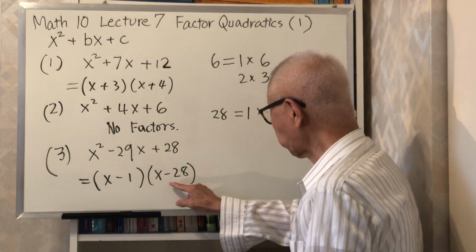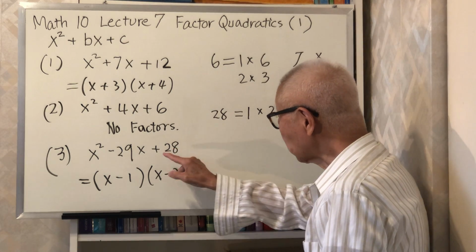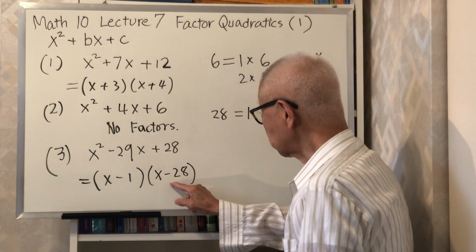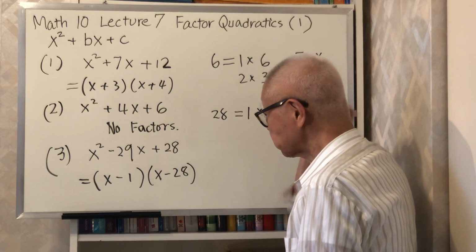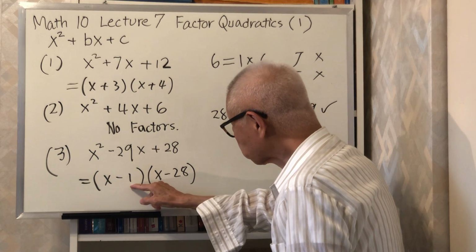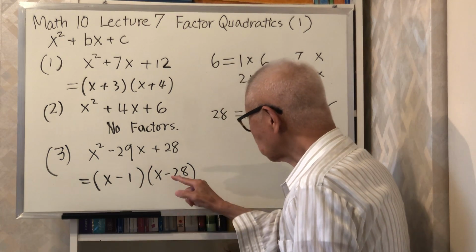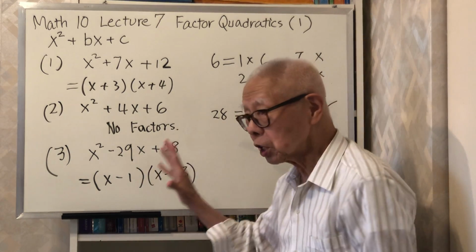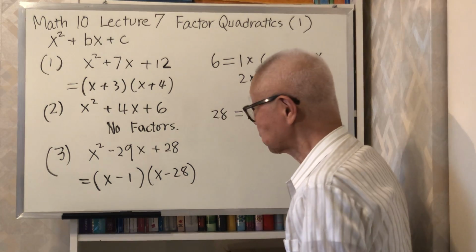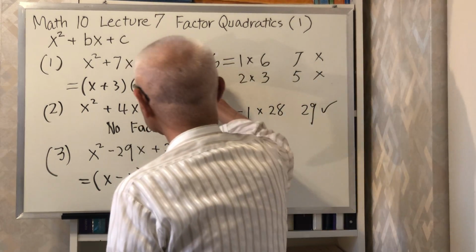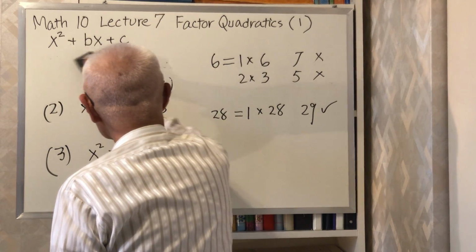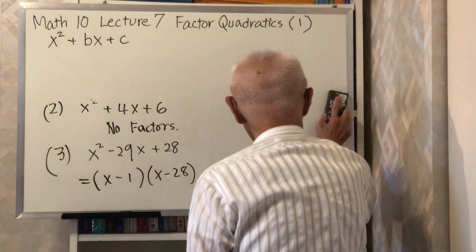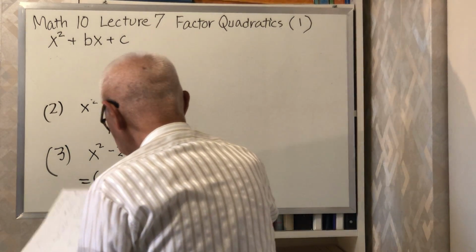Now this one I do not have factors. Minus 1 multiplied minus 28, I have plus 28. Because minus and minus make plus. Minus 1 add minus 28 is minus 29. So this is right. That's how you double check. Next. Number 4.